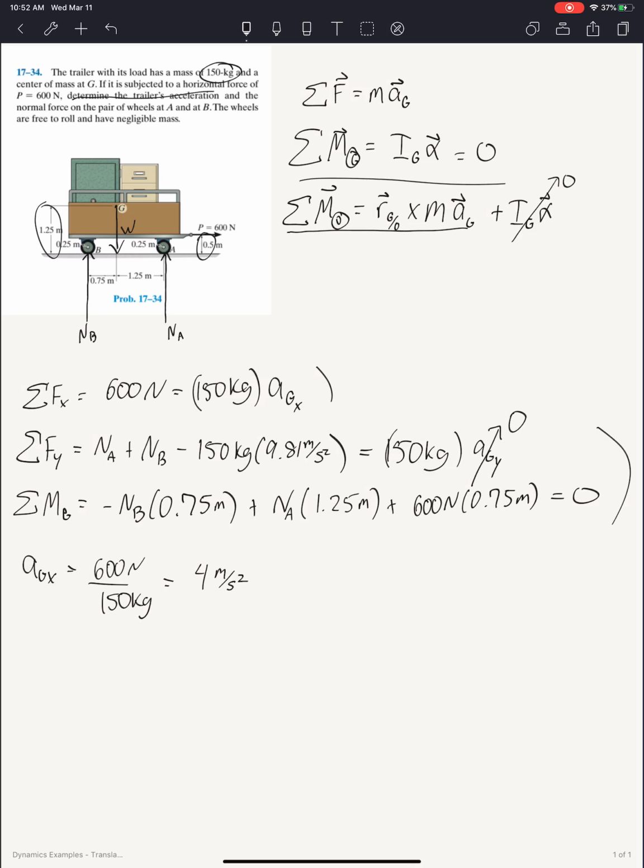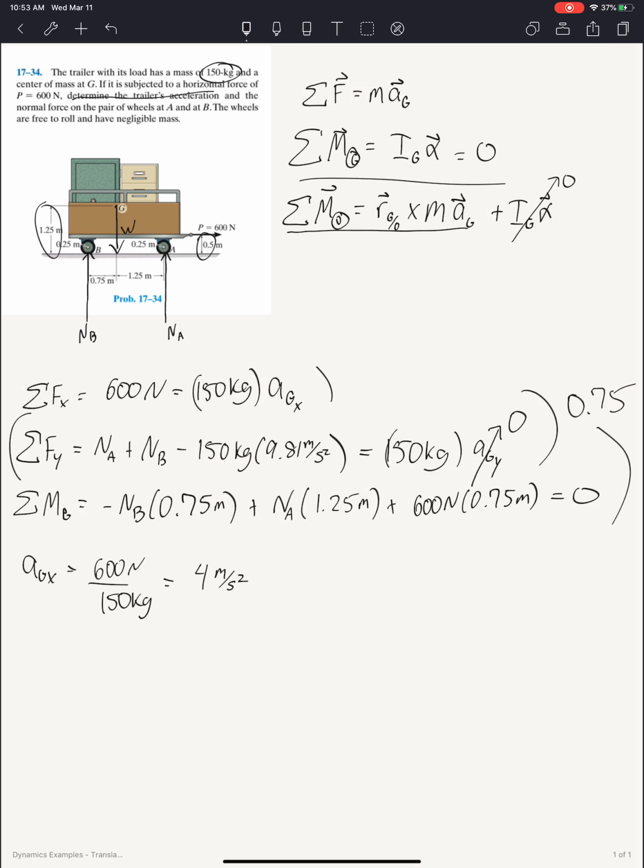Next, I need to consider these two equations, again, these two, so that I can determine the normal force reactions at A and B. It's two equations, two unknowns, so it's kind of up to you how you want to deal with this. What I'm going to do is multiply this equation by 0.75 and add it to the bottom equation. Hopefully you can see what that will do. NB times 0.75 minus NB times 0.75 will cancel out, and I'll be left with just NA.